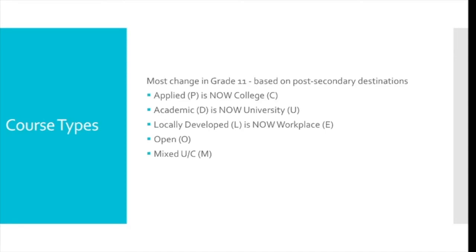As a grade 11 student, the language of course levels will change. Academic level will become university level, which carves out a direct path to university after high school. Applied level is now college level, carving out a direct path to college programs. Locally developed is now workplace level, and open remains the same. There is a new level introduced in grade 11 called the mixed level of study, also known as UC.